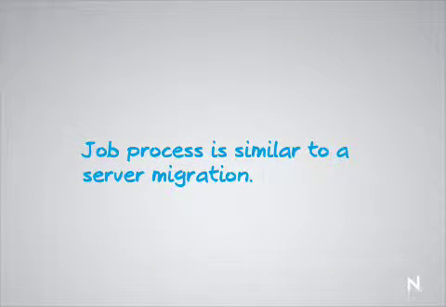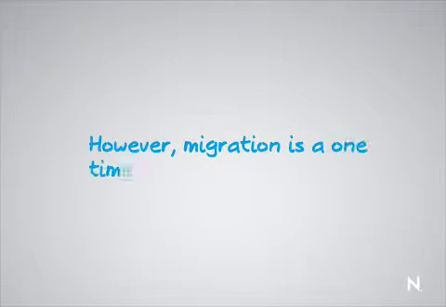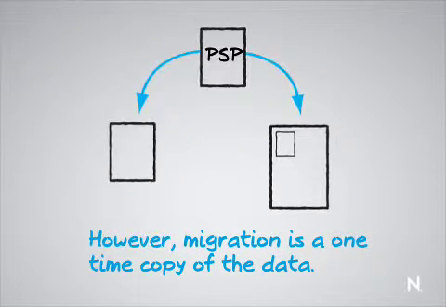So the job process is pretty much the same with respect to PlateSpin Protect. What you're trying to do in Migrate, when you're running a server migration, is send all the data from the source machine across to the target side. Once the data copy is complete and the final configurations run, you're pretty much finished. It's a one-time copy of all the information from the server here to the target server here.